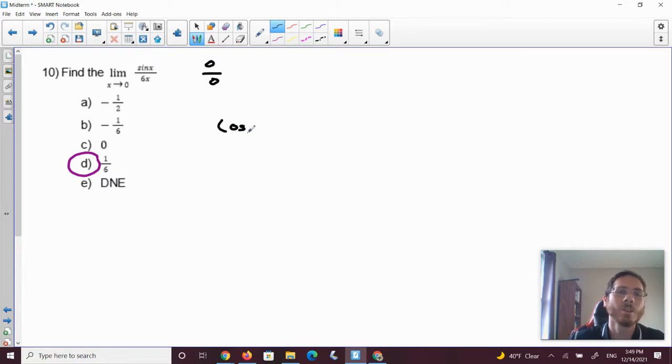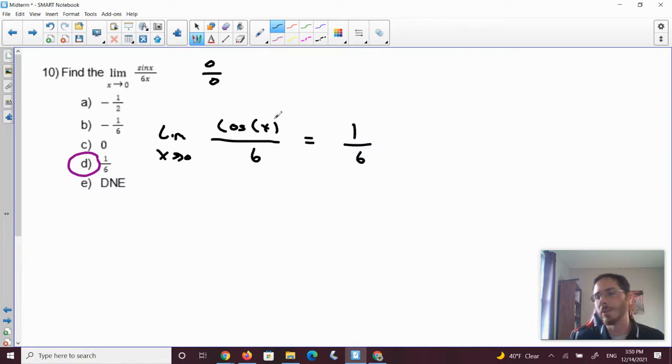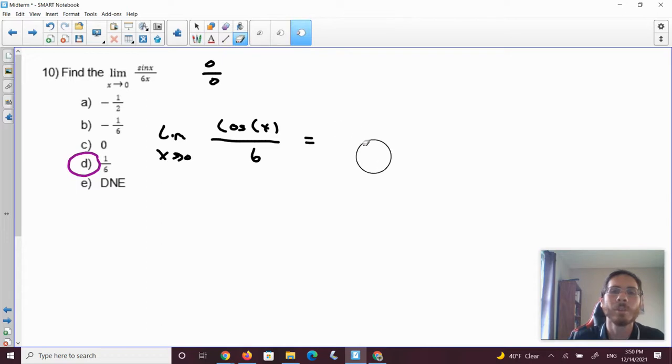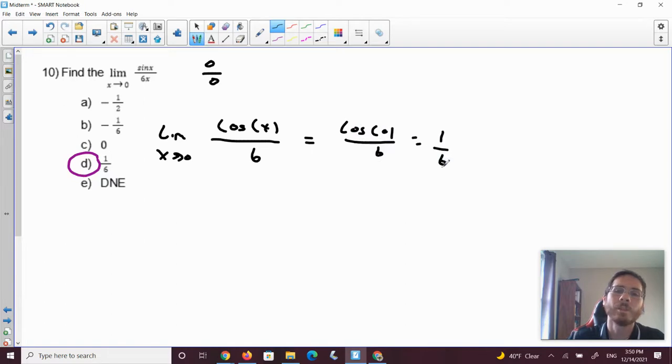So we get to take the derivative of each of them. Derivative of sine is cosine. Derivative of 6x is 6. This is the limit still as x approaches 0. And so when we plug that in, we'll get 1 over 6, because cosine of 0 is 1. Let me actually write that out. That might be a little bit too fast. There we go. All right, sounds good.